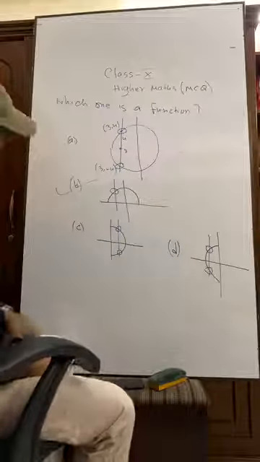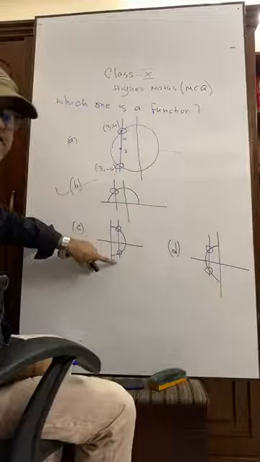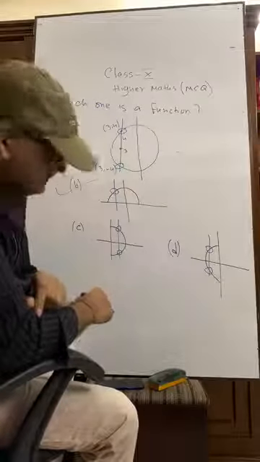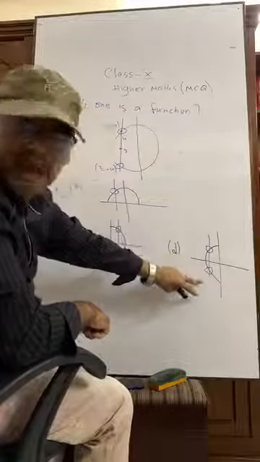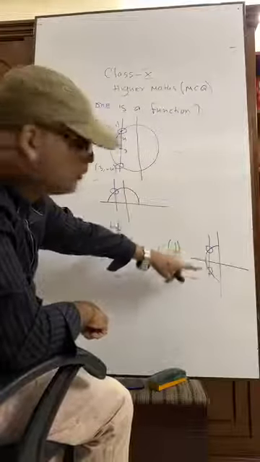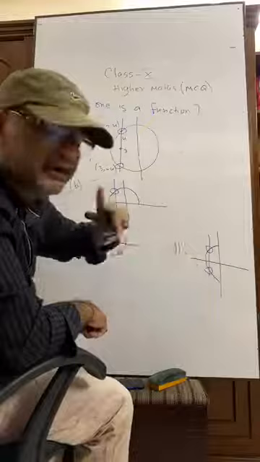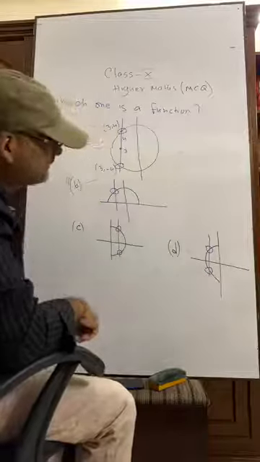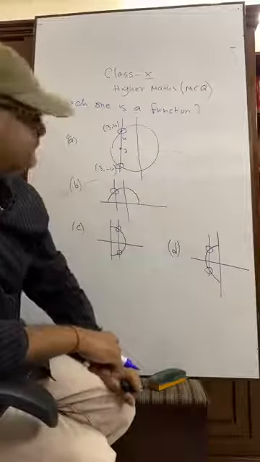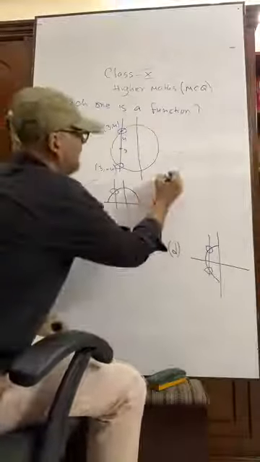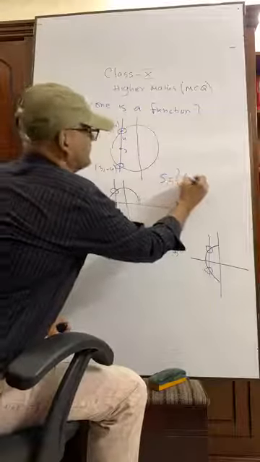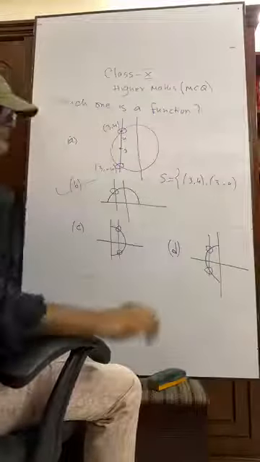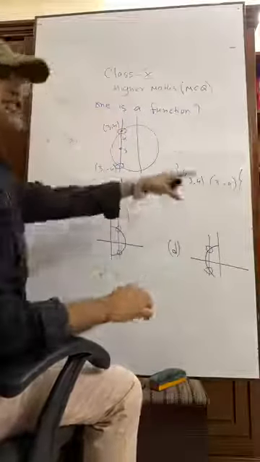Here also the same thing happens. For one value of x, we will get two values of y. Here also the same thing happens. But it won't happen if a relation is written like this: 3, 4, again 3, minus 4. Is it a function? No, it's not a function, it's a relation.